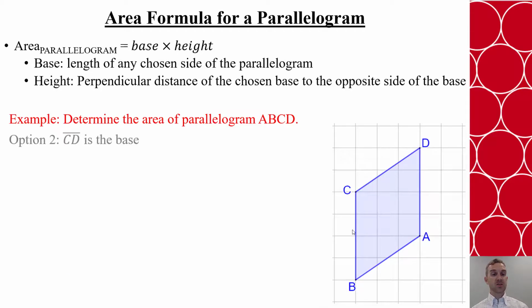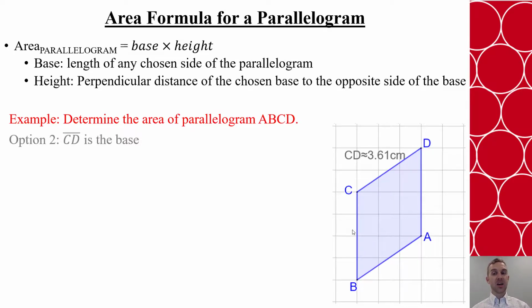Now we could have also used side CD. We could use the Pythagorean theorem to get an exact measurement of CD using the grid to help us with that, or we could use something like GeoGebra to measure that for us and get an approximate value of 3.61 centimeters. Now I need to create a perpendicular distance from CD over to side AB.